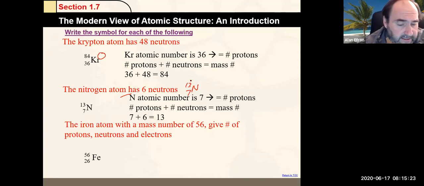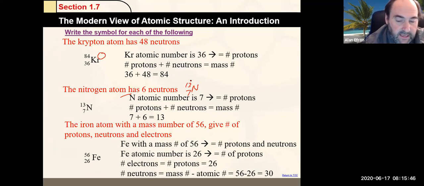Now, our protons, as I just mentioned, would be 26. Again, we're assuming that's neutral, so we would also have 26 electrons. And to find our number of neutrons here, we would take our mass number, which is 56, and subtract our atomic number, which is 26. And that should get us 30 there, if I'm not mistaken, in terms of the number of neutrons. Any questions on those examples there?